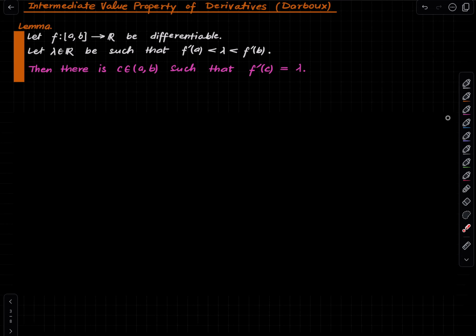Just like in continuous functions. The continuous functions also have this property. If you have a continuous function and it achieves two values, alpha and beta, then it also achieves every value in between. So this intermediate value property is enjoyed by derivatives of differentiable functions, is what we are stating here. This is not to say that the derivatives of differentiable functions are continuous. You can have a differentiable function with discontinuous derivative. We will perhaps look at an example later at some point.